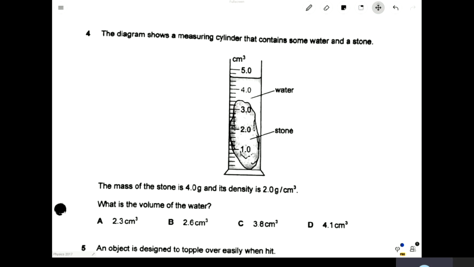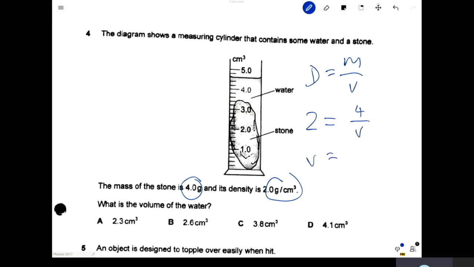So the mass of the stone is 4 and the density is 2. What's the volume? What's the formula for density? Density equals mass over volume. So the mass is 4, right? Density is 2. The volume is V. How to find V? 4 divided by 2. That will give me 2.